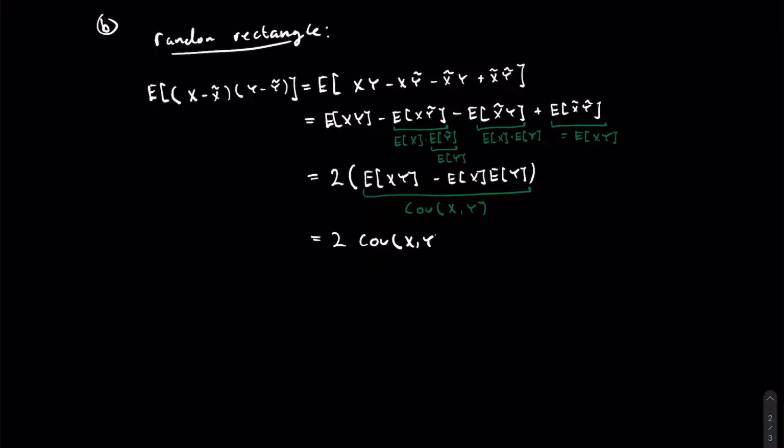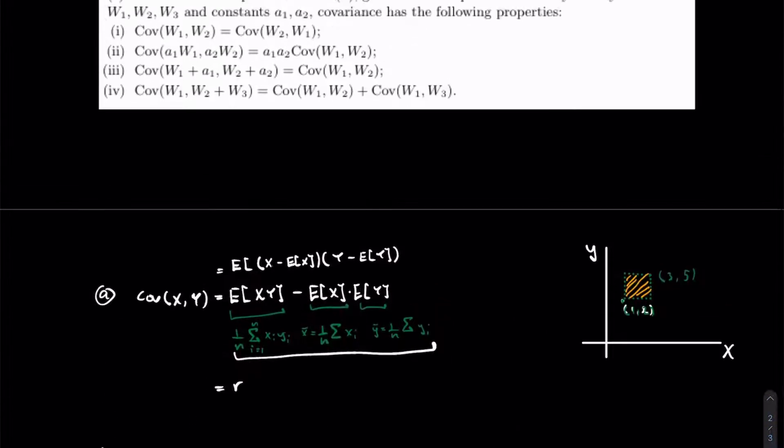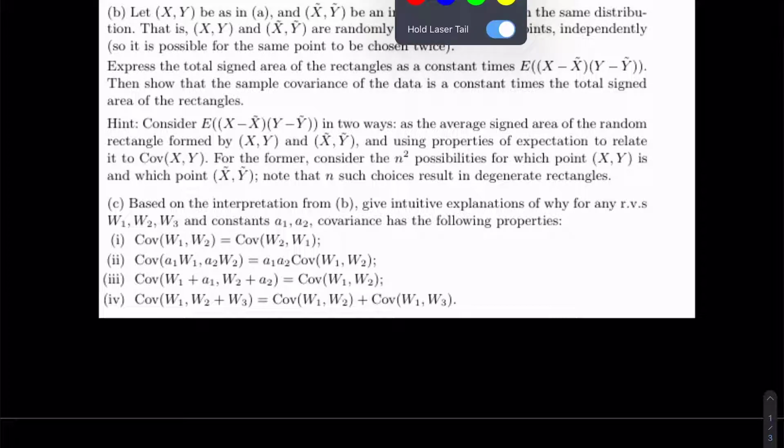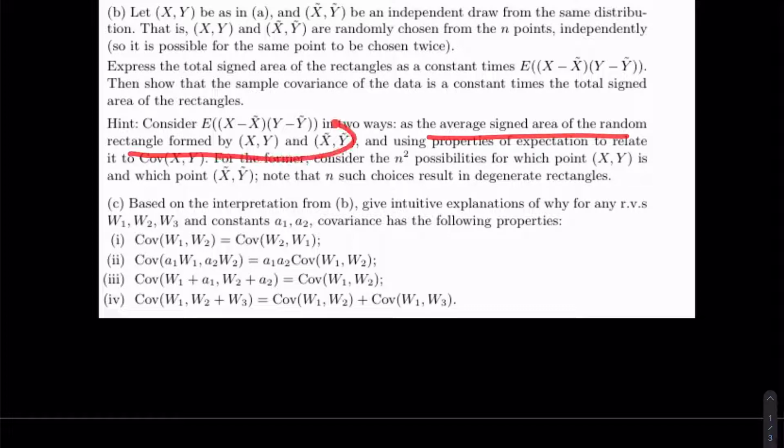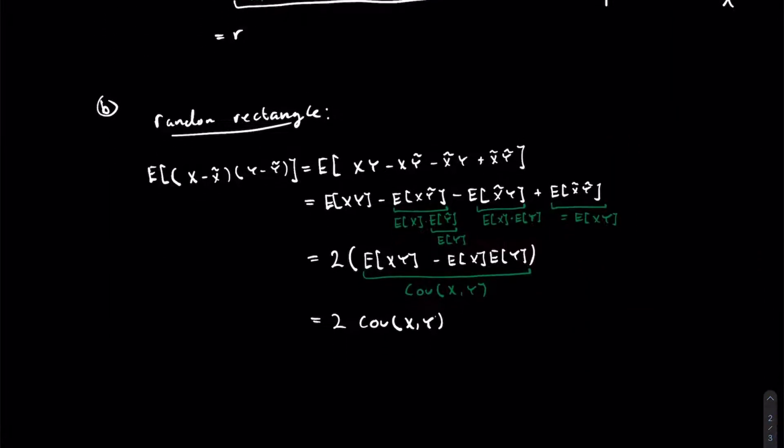That's what the random rectangle term here amounts to. Okay, that's interesting. So let's now consider the other side of the hint. We looked at it as the average sign of random rectangles formed by these terms. Now let's use the properties of the expectation and relate it to the covariance and see what that gives us.